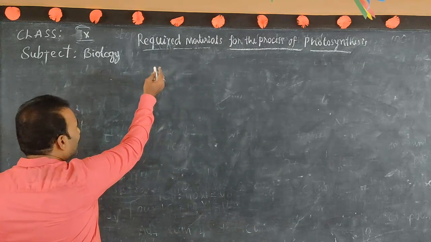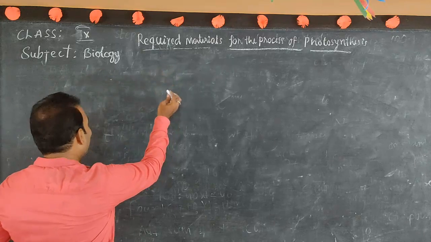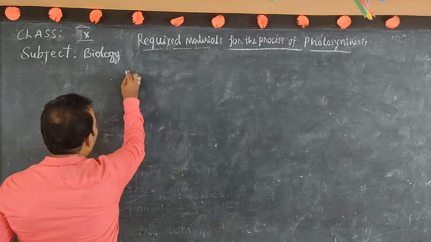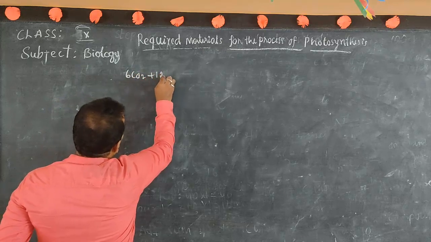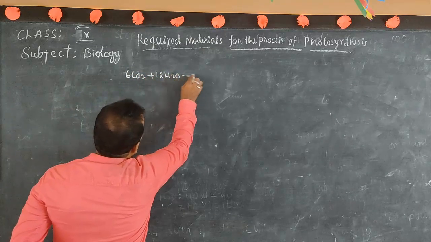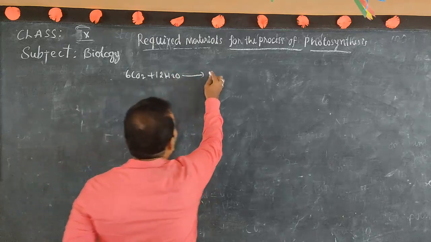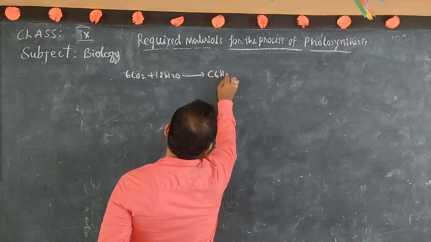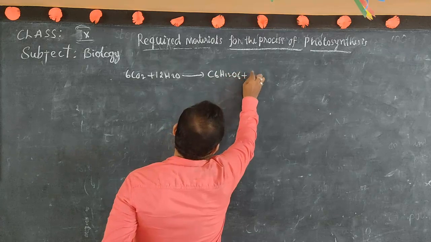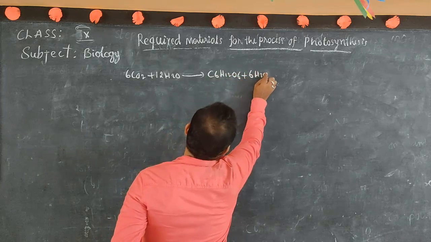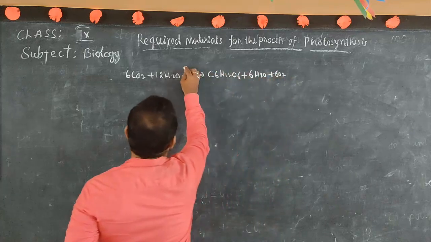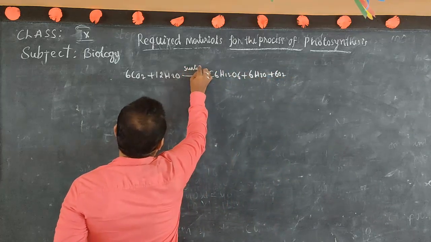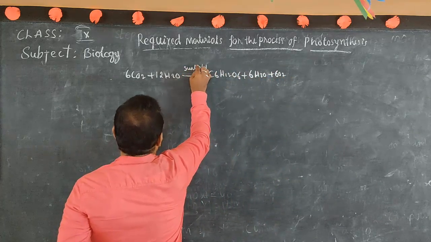Today we will discuss the required materials for photosynthesis. If we observe the overall equation of photosynthesis, what is the equation? 6CO2 plus 12H2O gives rise to C6H12O6 plus 6H2O plus 6O2, with sunlight and chlorophyll.